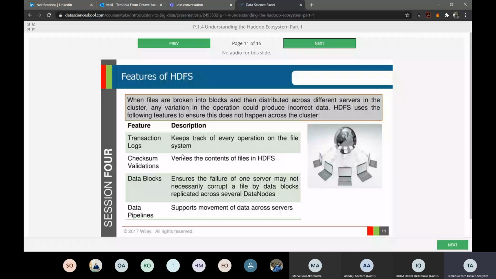So, functions of the data node: it stores and retrieves the data blocks in the local file system of the server, stores the metadata of a block in the local file system of the server, and sends regular reports.